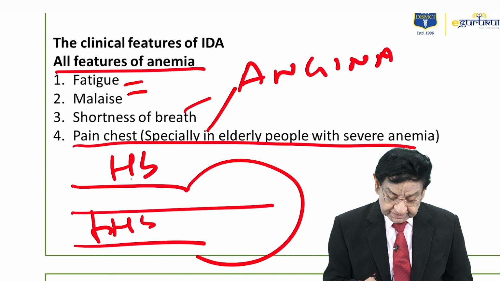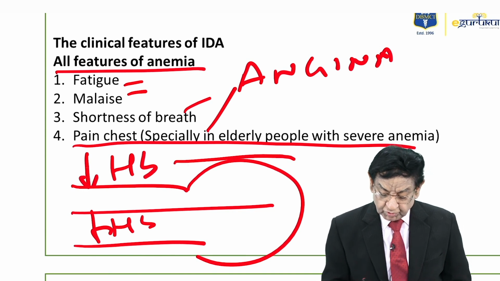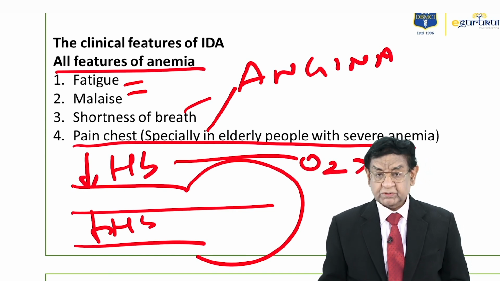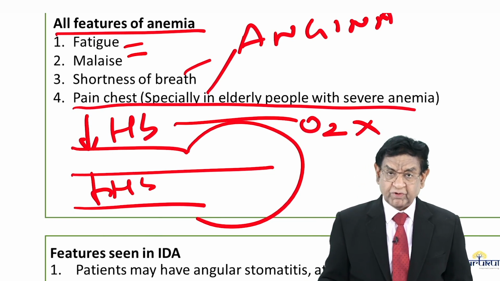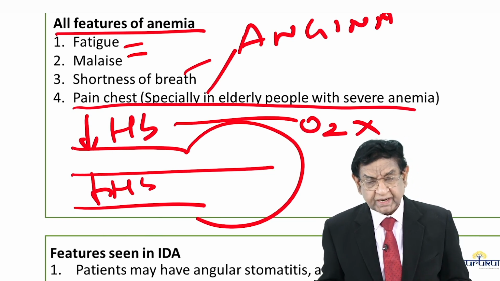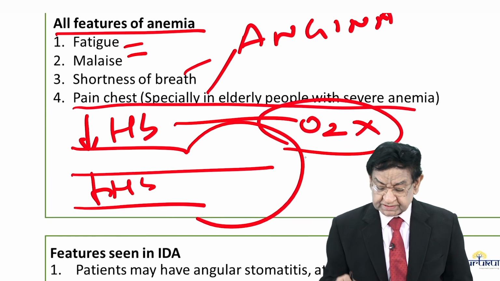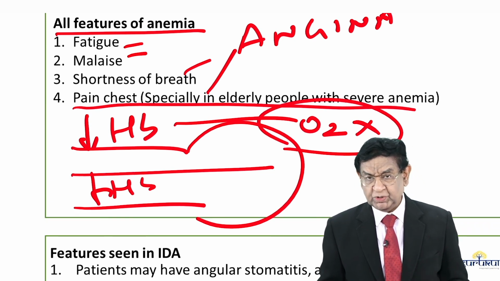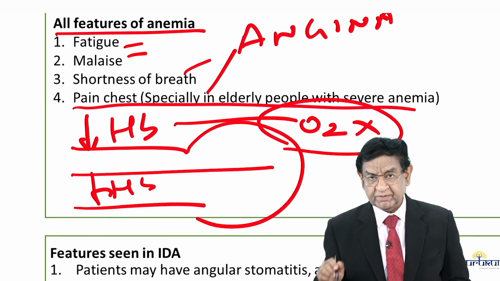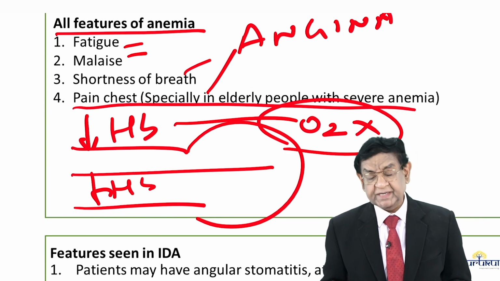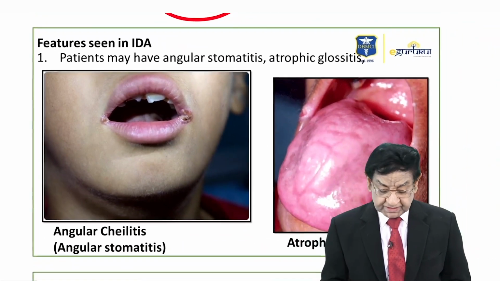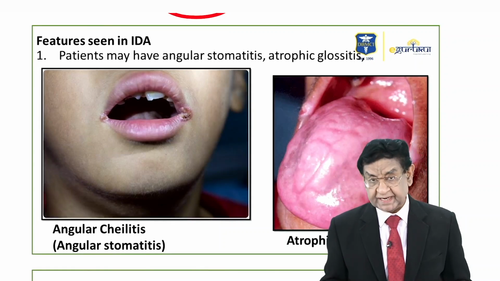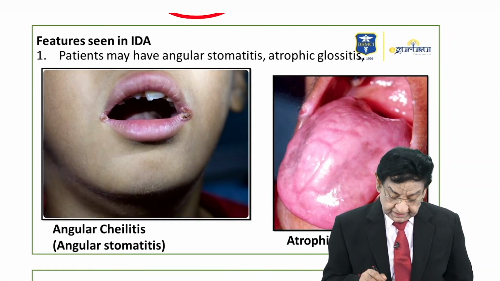The Hb level is highly reduced, so there is no oxygen. When the patient walks, oxygen demand increases, but supply is reduced because whatever Hb is coming has no oxygen. The patient will develop tissue ischemia, and that will develop a type of angina. Now there are certain features which occur exclusively in iron deficiency anemia, especially angular cheilitis.